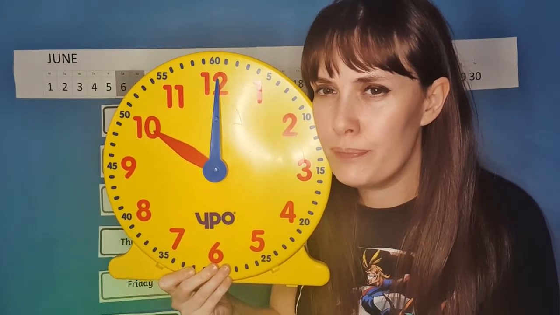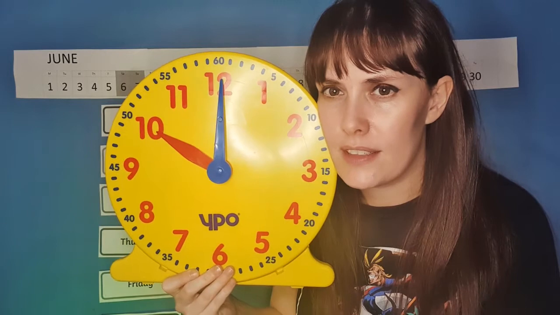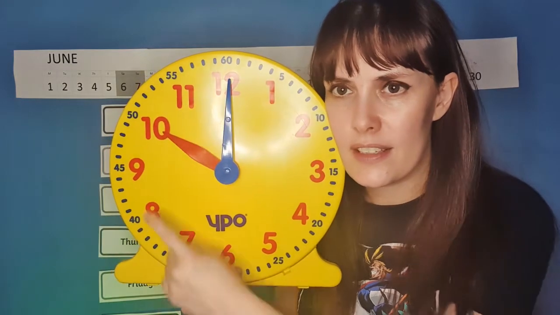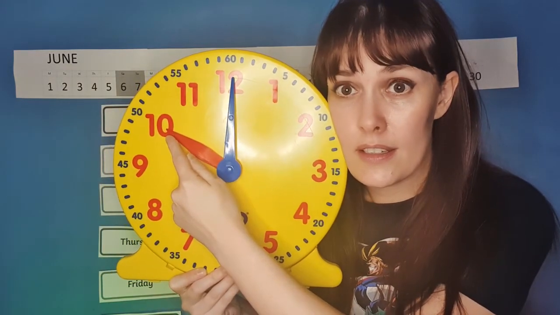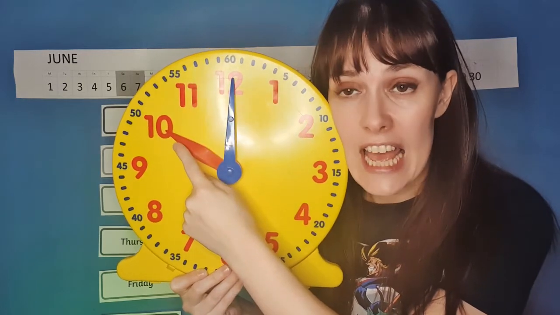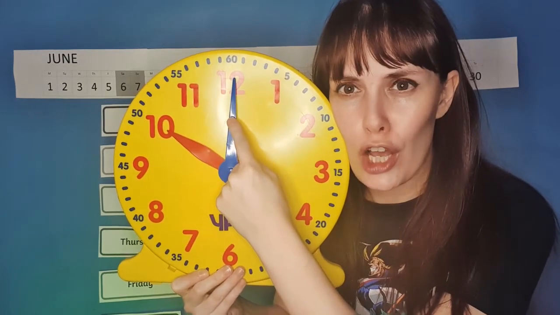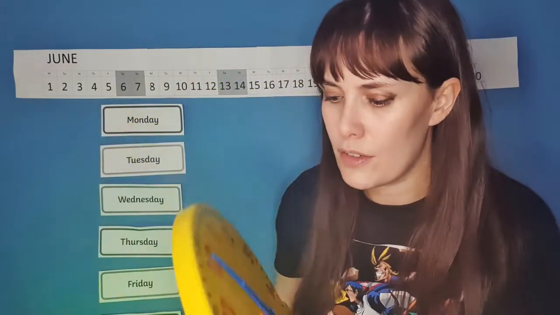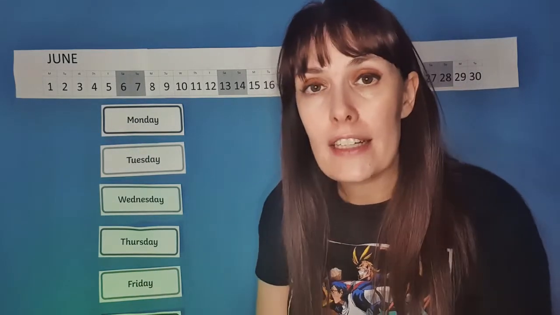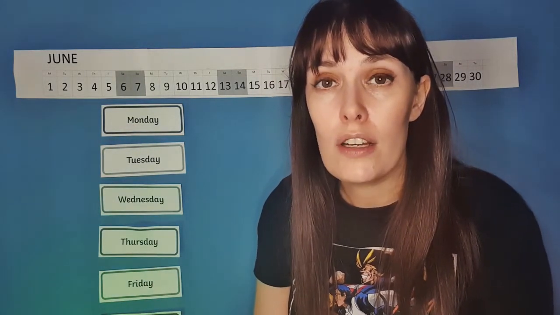So I gave you another one. Who can tell me what time it is? Where's the hour hand pointing? The little red one. And where is my minute hand? It is still at the top. So it is 10 o'clock. Well done. Okay. As I say, if you've got access to a small clock, fantastic.